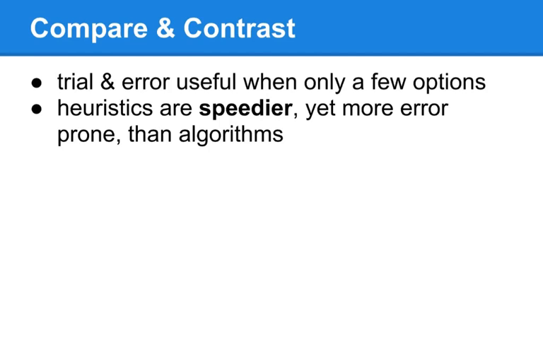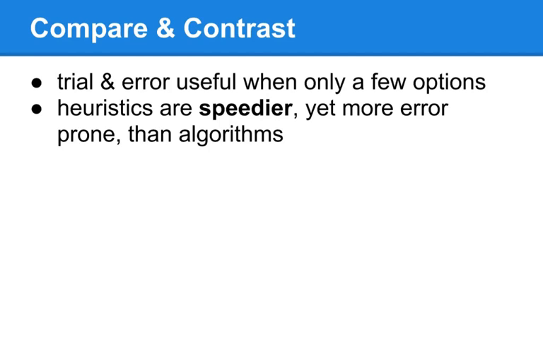If we're just comparing heuristics versus algorithms, heuristics certainly are going to be speedier, but they're also more prone to error. A couple of examples of heuristics versus an algorithm to solve the same problem. Maybe you have misplaced your keys. So you get home, you throw your keys down somewhere, you're not exactly sure where you've put them.